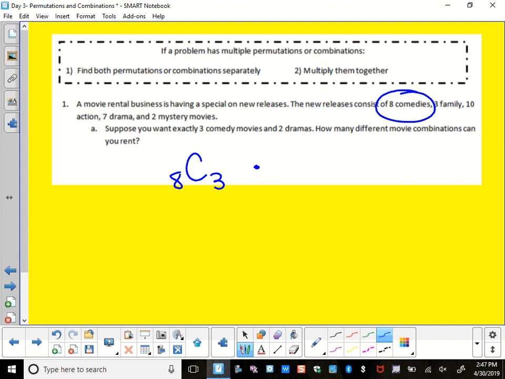Now I have to choose my dramas. I have how many possibilities for drama? 7. And I'm choosing 2. Good. They told us there's 7 drama, we're choosing 2. In your calculator, I want you to do 8 choose 3. So 8C3. Do that by itself.